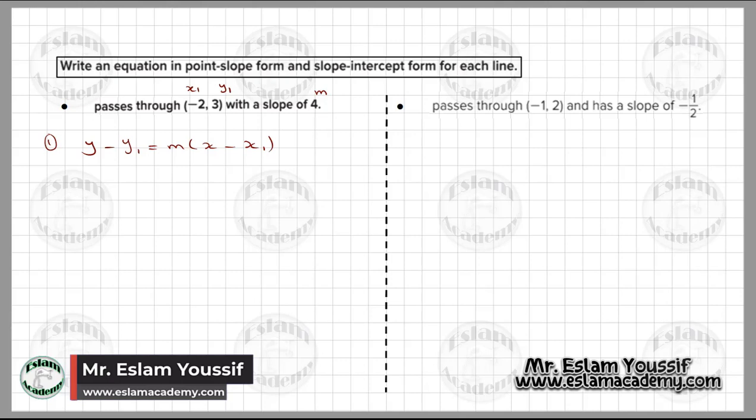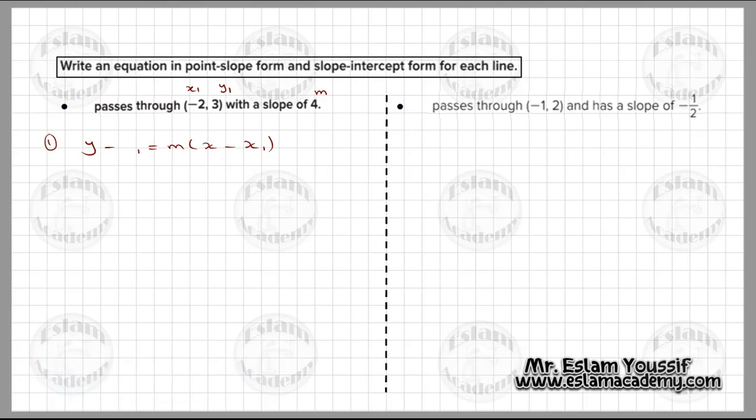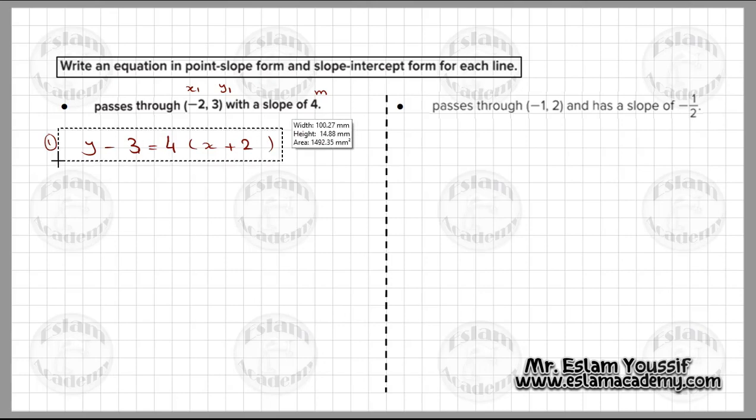Just by using substitution. Instead of y1, I'll replace it with 3, and instead of m, we'll replace it with 4. And instead of x1, we'll replace it with negative 2. But once we have minus negative 2, it will be plus 2. So that will be the equation in point-slope form.